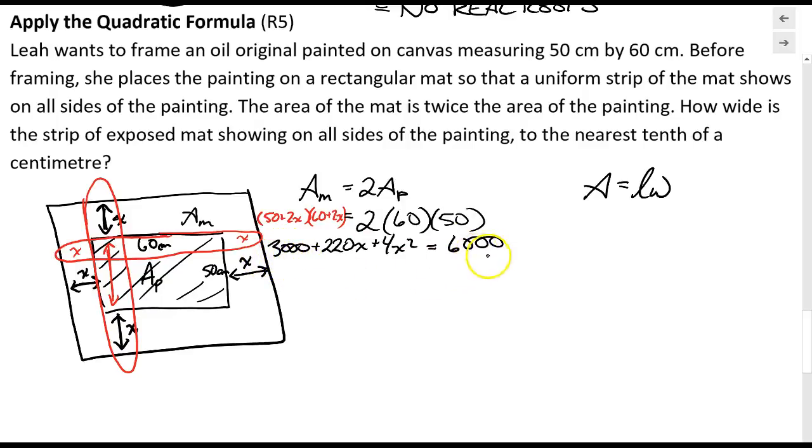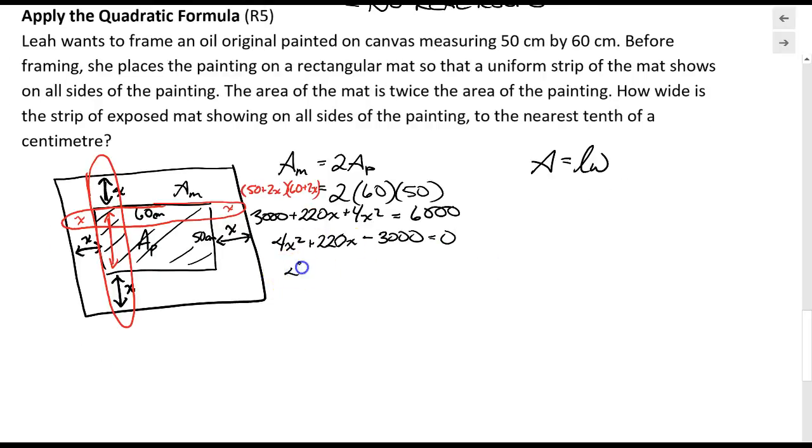Right now we can't factor it because I don't have it set equal to 0, so factoring would be pointless. I'd just be going backwards and working against myself. So I've got to move that 6,000 over. I'm also going to rearrange this so it's in my general form, having my highest degree, that degree of 2, first. So we've got 4x squared plus 220x, and then subtract 3,000 equals 0. 4 goes evenly into all of these terms, so I'm going to factor it out. So I'm left with x squared plus 55x minus 750.